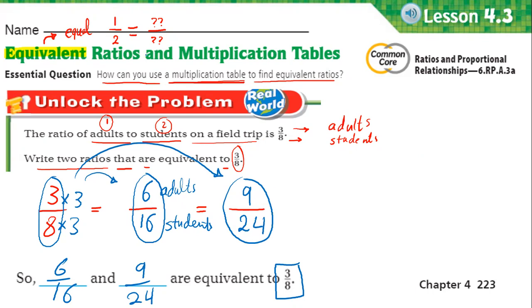Muhammad Zaki, read the title, please. Equivalent ratios and multiplication tables. Good job. What is the meaning of equivalent, Muhammad? Equal.